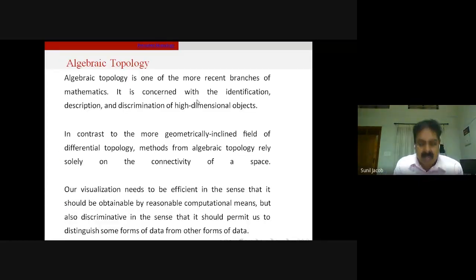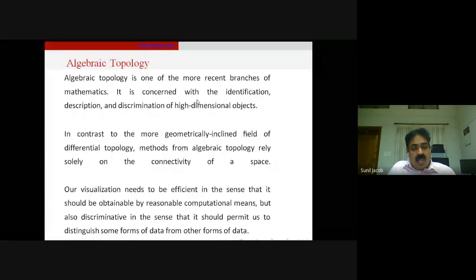Now coming to the basic things, algebraic topology, this is one of the recent branches. In fact, this is concerned with the identification, description, and discrimination of high dimensional objects. Therefore, in contrast to the more geometrically inclined field of differential topology, the algebraic topology methods rely solely on the connectivity of a space. That is what I told you. The major tool that we'll be making use of here will be the connectivity of the space.